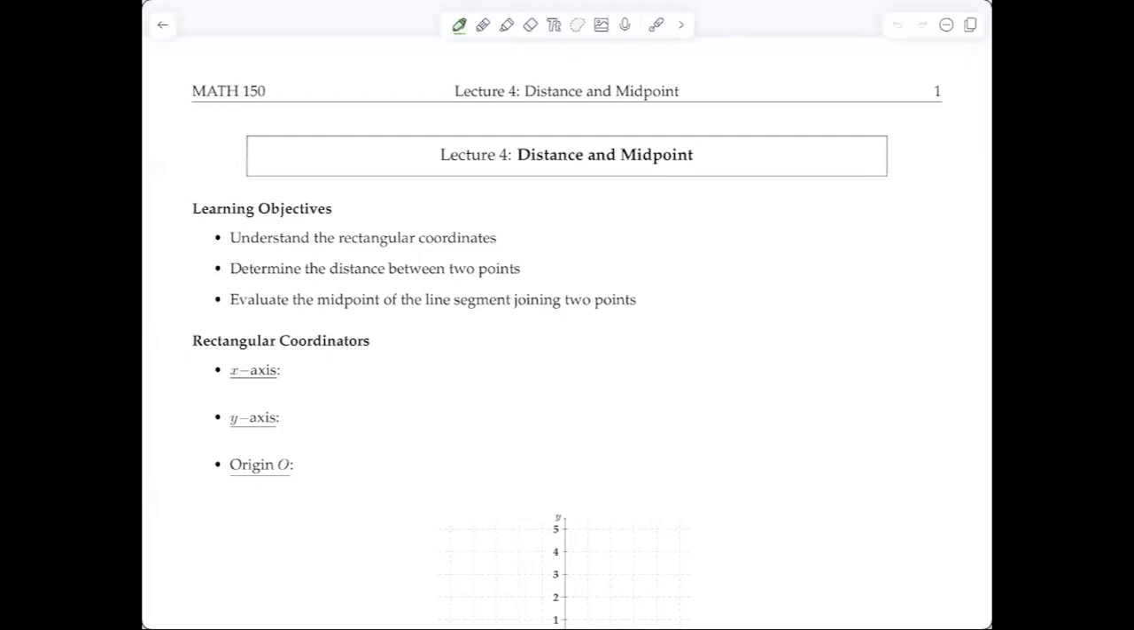All right, so lecture 4, we're going to talk about rectangular coordinates. This is the x and y system, where you can plot a point and draw lines between two points or between multiple points. We will determine the distance between two points. We're going to write down the formula to find the distance between two points and evaluate the midpoint of the line segment joining the two points. So we're going to have two formulas in this lecture: one for the distance between two points and one for the midpoint of the line segment.